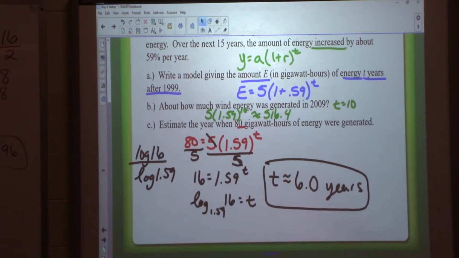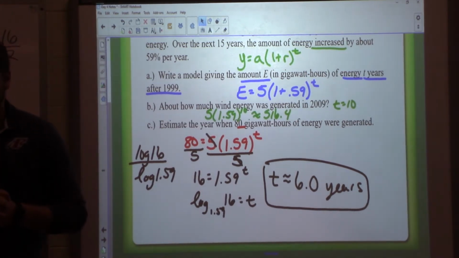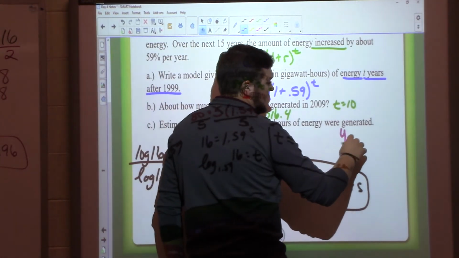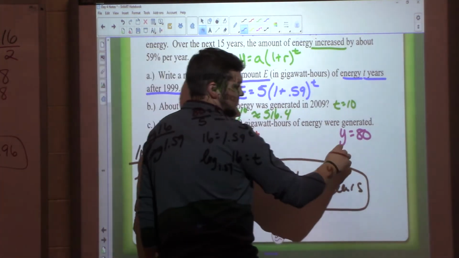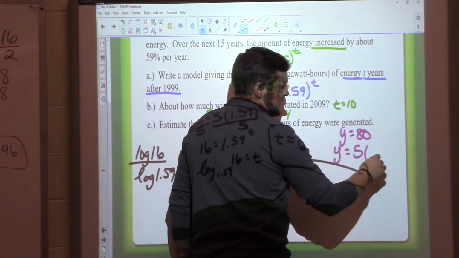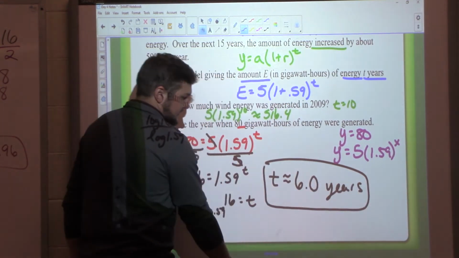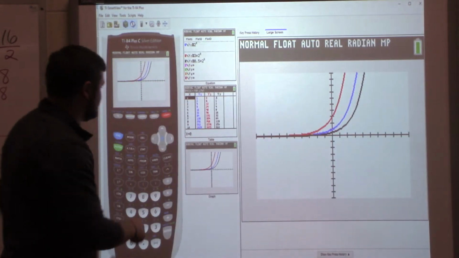The second way, you can use your calculators. You can use that cool graphing mode. But it's a little more difficult, and a little more time consuming, I think. If you go into y equals in your calculator, you plug in y equals 80. That's the left side of my equation. And y equals 5 times 1.59 to the x power, the right side of my equation. So I'll do that too, that way we can see it.